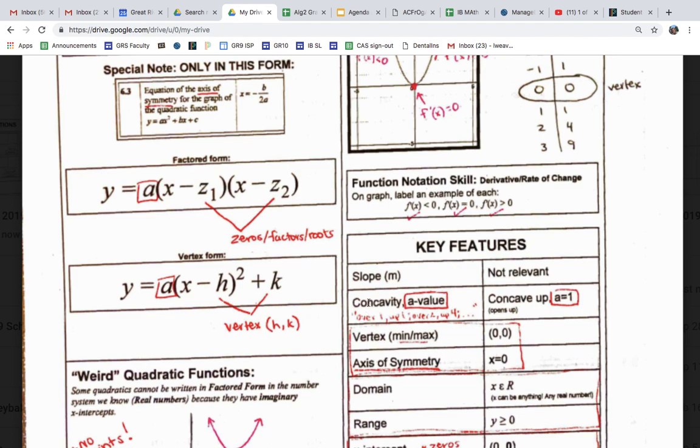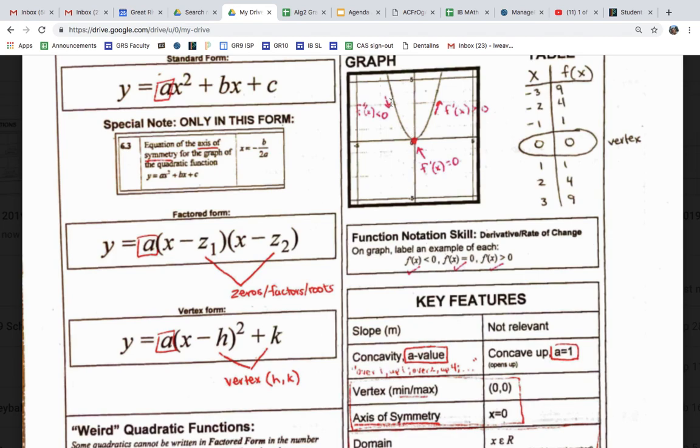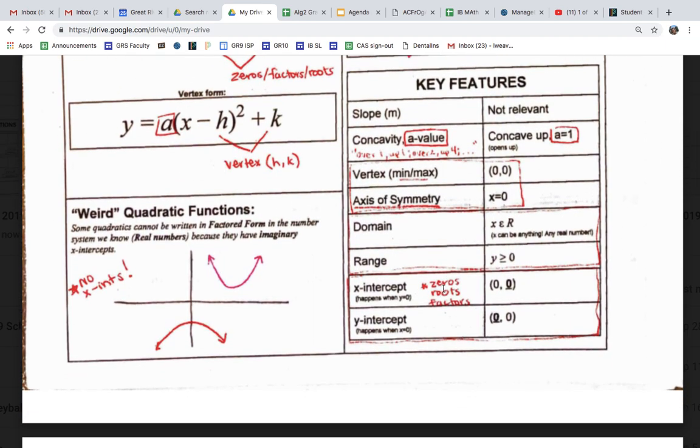This is probably new vocabulary, the concavity. The concavity talks about how the bowl is sitting. So this is a bowl, and the bowl is sitting up. So it is concave up. If it were an upside down parabola, your concavity would be concave down.